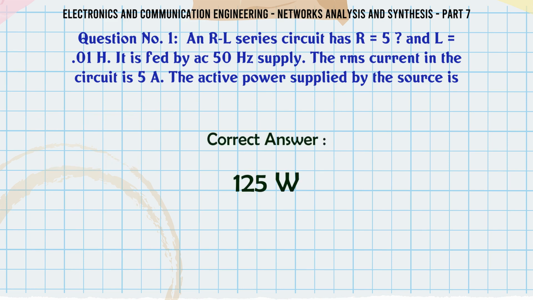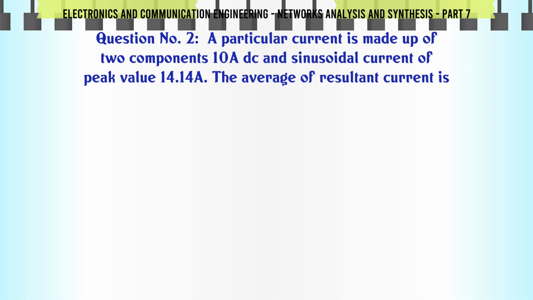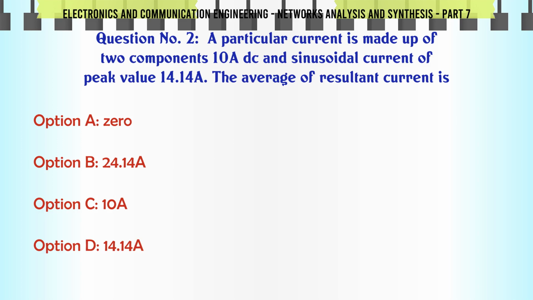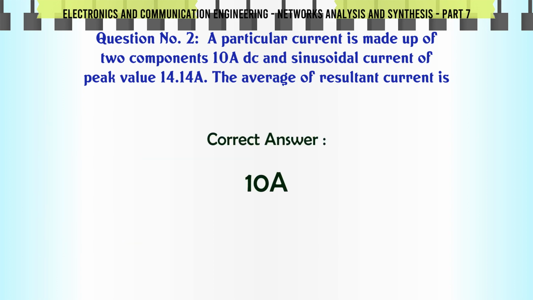125 watts. A particular current is made up of two components, 10 A DC and a sinusoidal current of peak value 14.14 A. The average of the resultant current is: A, 0; B, 24.14 A; C, 10 A; D, 14.14 A. The correct answer is 10 A.